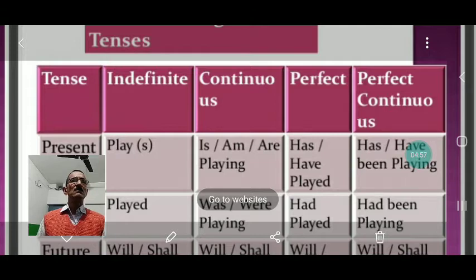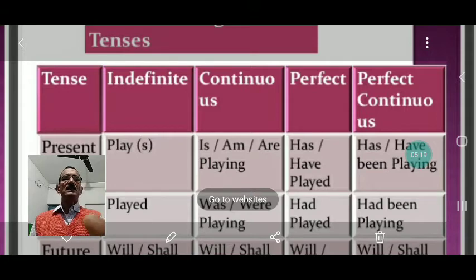Here, in the same way, in perfect continuous tense, we can use he has been playing, she has been playing, Rita has been playing, we have been playing, I have been playing, you have been playing, they have been playing. Like that we can use.